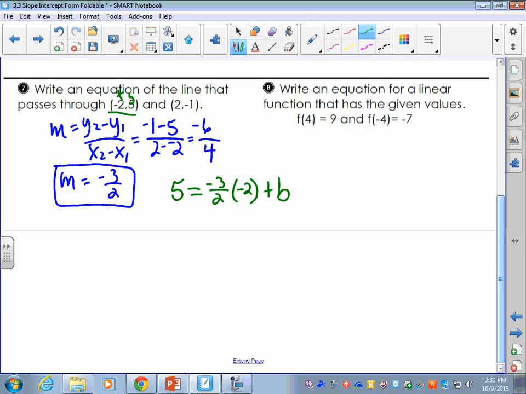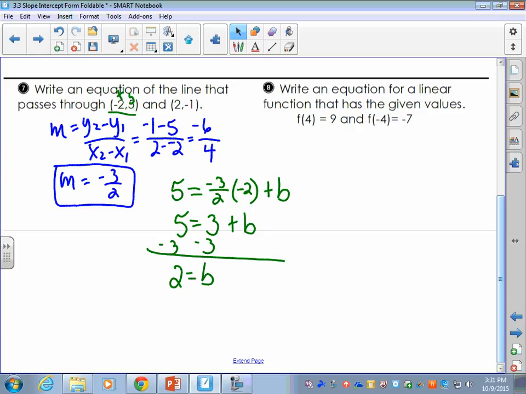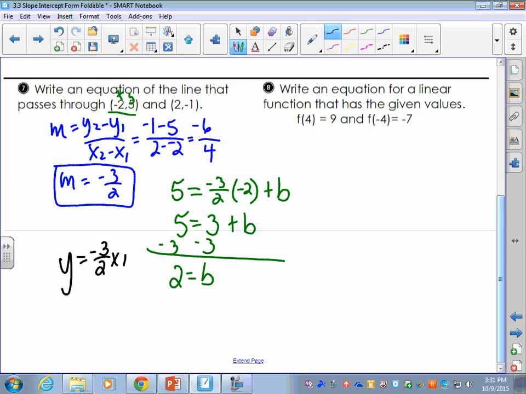Yeah, I'm just going to use a point. And then I'm going to do just like we did before. Substitute in. Alright, 5 equals a negative 3 over 2 times a negative 2. If I did this one, I would get the same answer. Alright, so this should be 3 plus b, right? And then we solve for b by subtracting 3 on both sides. So 2 equals b. Now I can write my equation. What's the equation for this line? Yeah, plus 2.